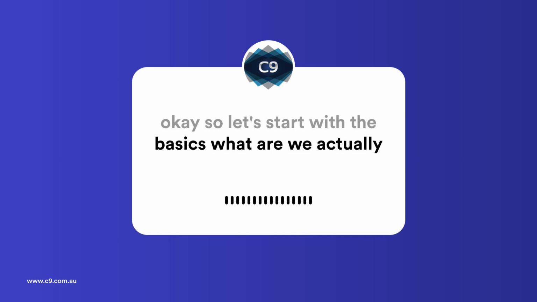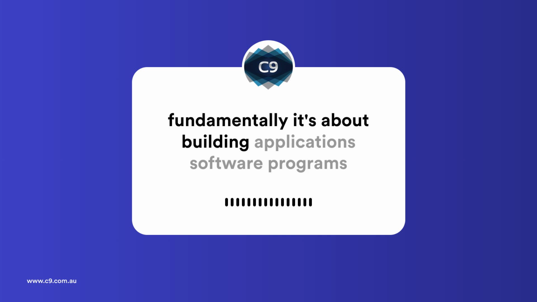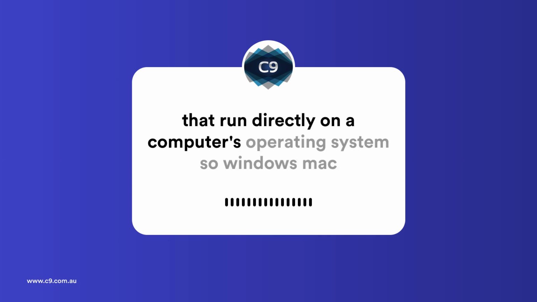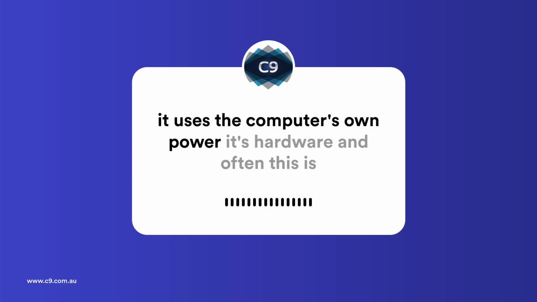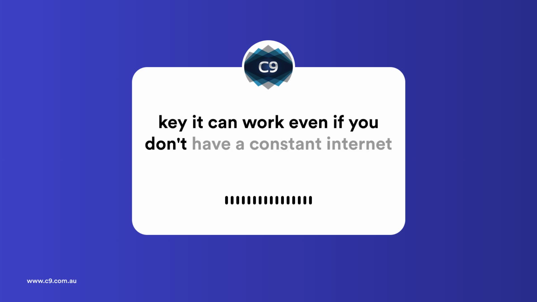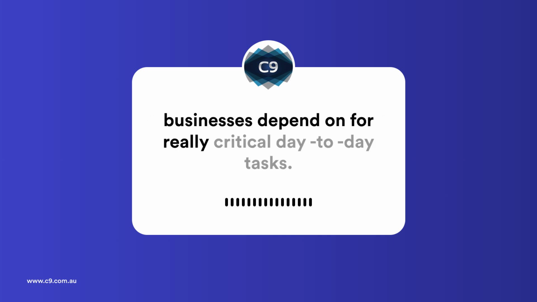Okay, so let's start with the basics. What are we actually talking about when we say desktop software development? Well, fundamentally, it's about building applications, software programs that run directly on a computer's operating system. So Windows, macOS, maybe Linux. Right. So stuff you typically install on your machine. It uses the computer's own power, its hardware. And often, and this is key, it can work even if you don't have a constant internet connection. Exactly. Like those solid, reliable programs lots of businesses depend on for really critical day-to-day tasks.